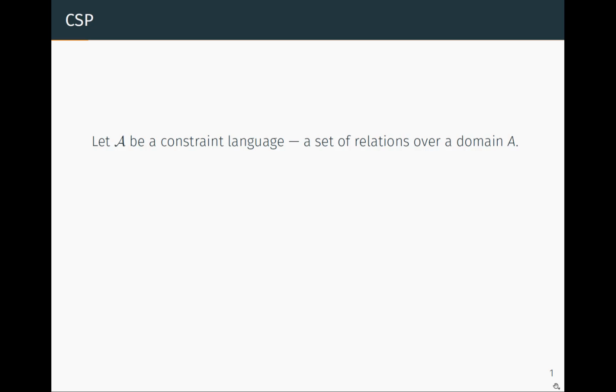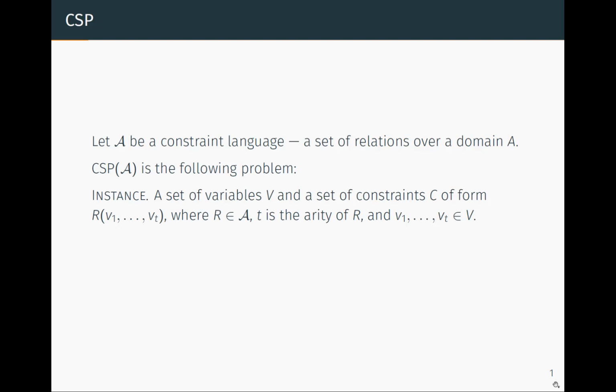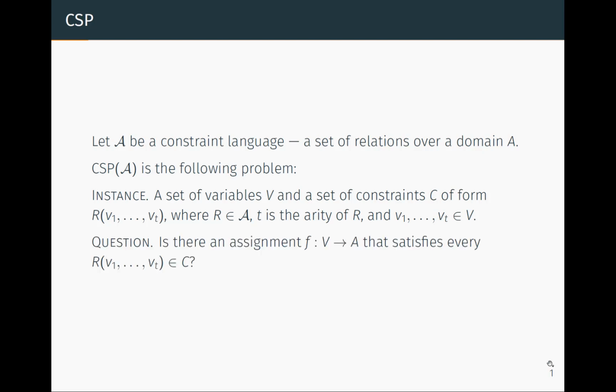So let A be a constraint language, so a set of relations over some domain, and then CSP of A is the following problem. As an instance, we are given a set of variables V and a set of constraints C, and each constraint is of form R(v1 through vt), where R is a constraint from the language A, t is the arity of R, and v1 through vt are the variables from the set V. The basic question is whether there exists an assignment f that maps every variable to an element of the domain and satisfies every constraint in C.